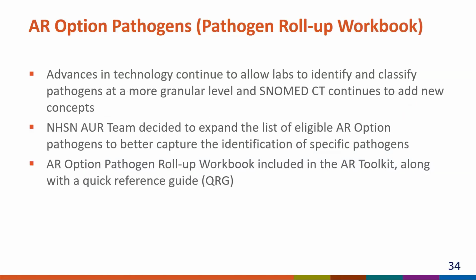So advances in technology continue to allow labs to identify and classify pathogens at a more granular level, and SNOMED CT continues to add new concepts all the time. The NHSN AUR team decided to expand the list of eligible AR option pathogens to better capture the identification of specific pathogens. The AR option pathogen roll-up workbook included in the AR toolkit is how we do this. And we've also included a quick reference guide for the AR option pathogen roll-up workbook in the AR toolkit.